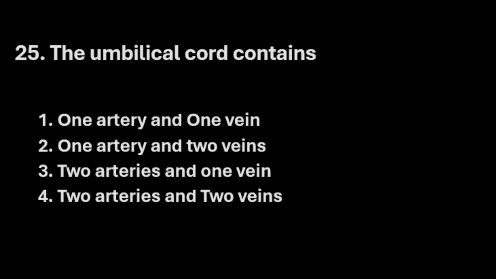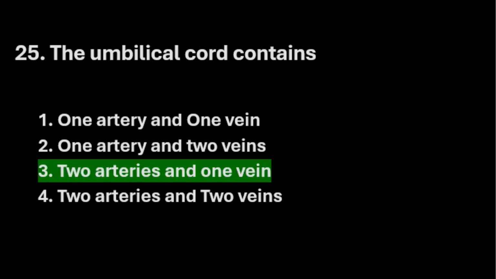The last question of this part of the mock test explanation series is the 25th. The umbilical cord contains option 1, 1 artery and 1 vein, option 2, 1 artery and 2 veins, option 3, 2 arteries and 1 vein, and option 4, 2 arteries and 2 veins. Let us go to the right answer. The right answer is option 3, 2 arteries and 1 vein.